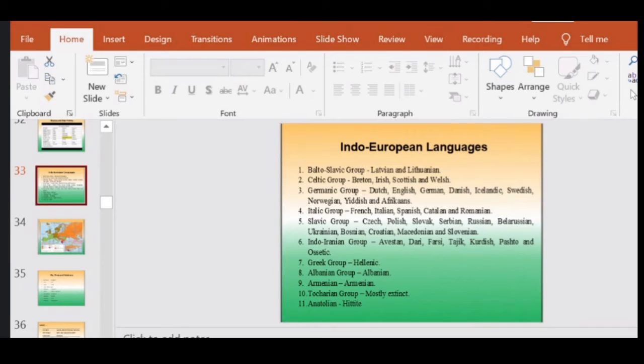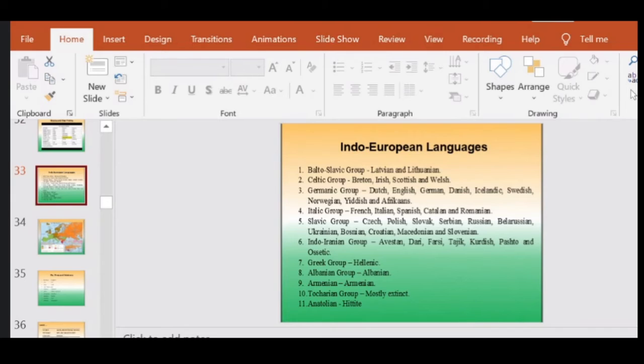The Balto-Slavic group, that is Latvian and Lithuanian. Then the Celtic group, that is the Breton, Irish, Scottish and Welsh. Then the Germanic group, that is Dutch, English, German, Danish, Icelandic, Swedish, Norwegian, Yiddish and Afrikaans. Then comes the Italic group: French, Italian, Spanish, Catalan and Romanian. Then the Slavic group, that is Czech, Polish, Slovak, Serbian, Russian, Belarusian, Ukrainian, Bosnian, Croatian, Macedonian and Slovenian.